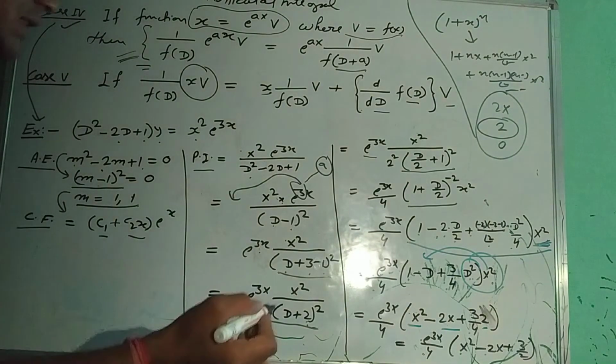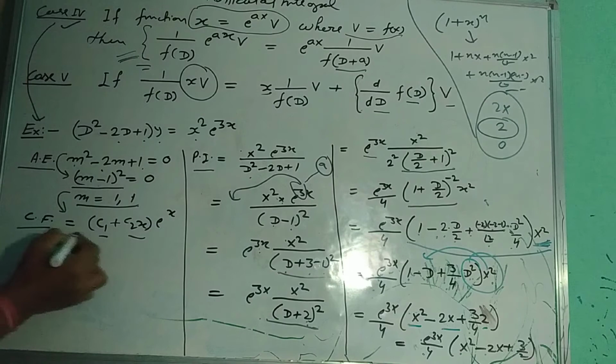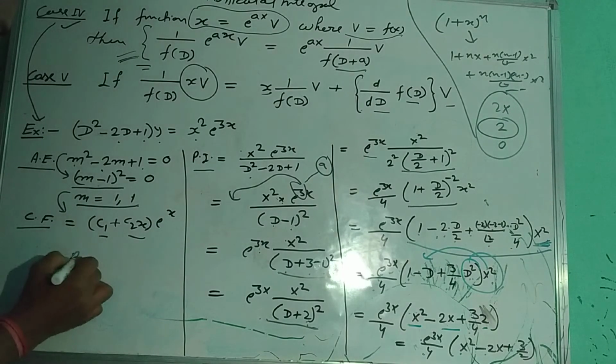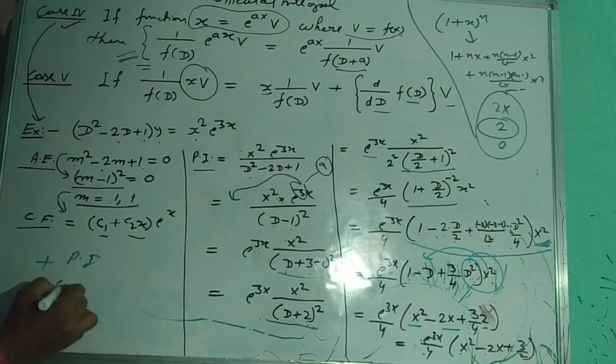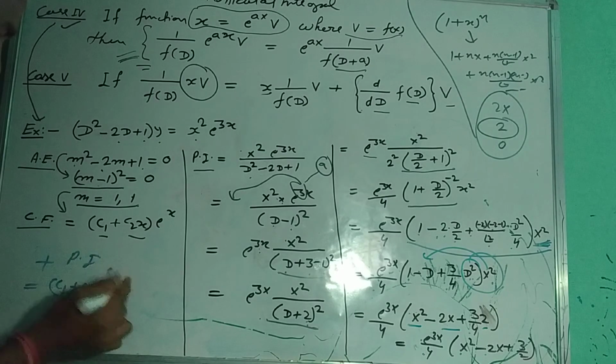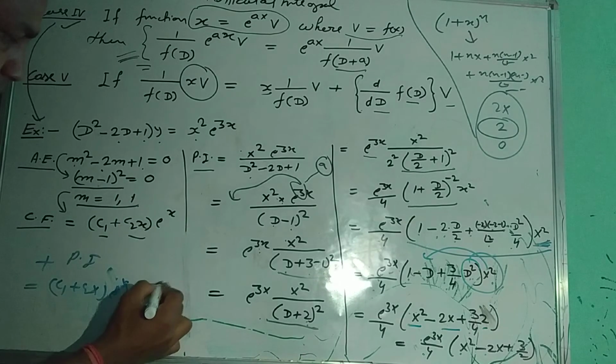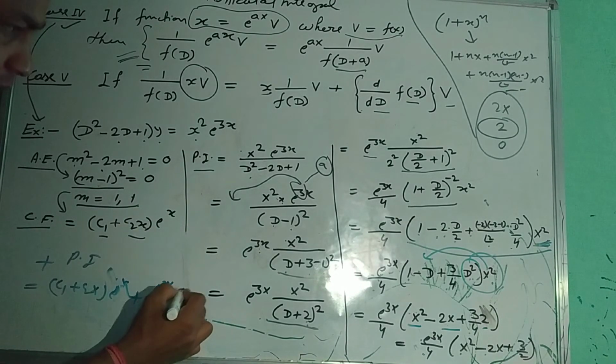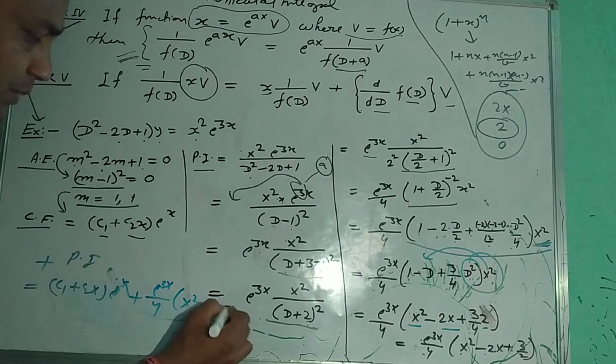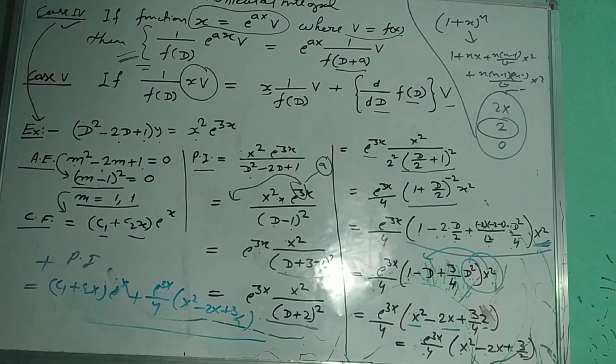The total solution of this differential equation is the complementary function plus the particular integral. (c1 plus c2 x) e to the power x is the complementary function, and the particular integral is e to the power 3x upon 4 times (x square minus 2x plus 3 upon 2). So this is the complete solution of this differential equation.